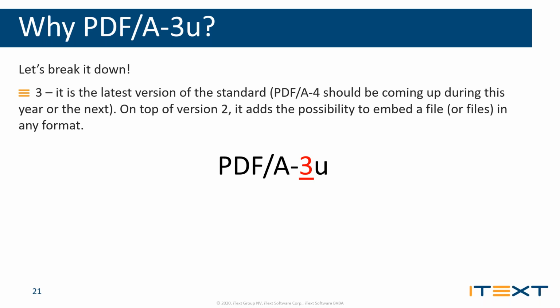Why 3? Well, 3 is the latest iteration of the PDFA standard. Version 4 should be coming up during this year, maybe early next year. It's still not clear when it will be out. But to be honest, PDFA2 was actually already pretty cool because it added provisions for digital signatures. And speaking of digital signatures, we did a webinar not too long ago that we have available on our website, a recording that you should check.